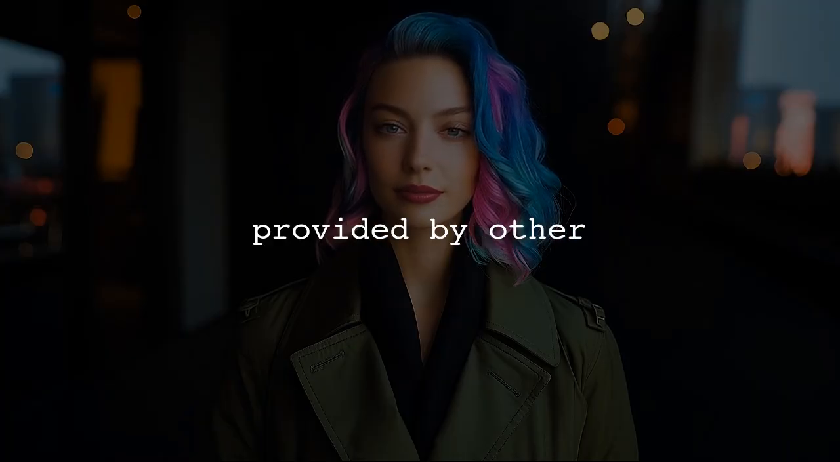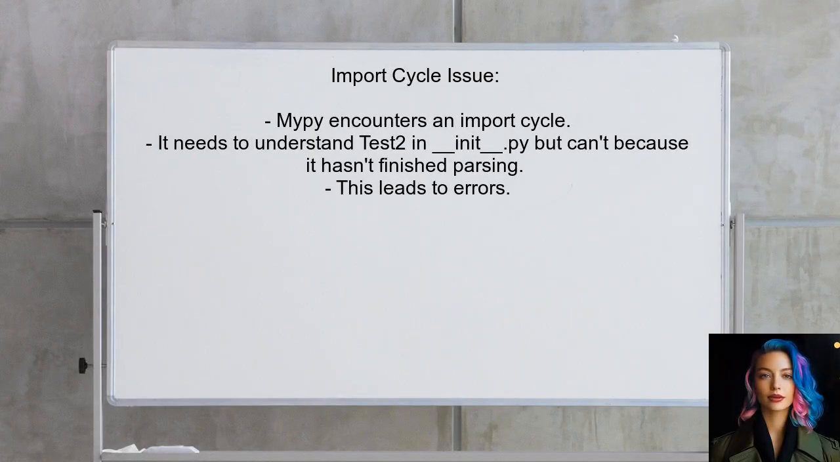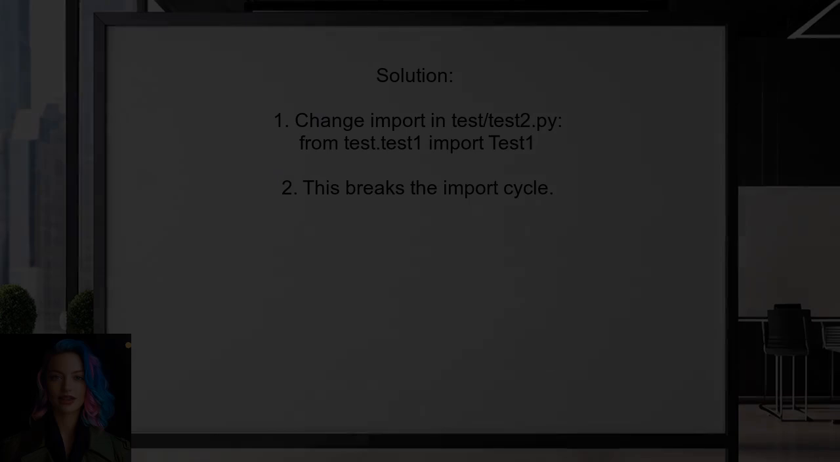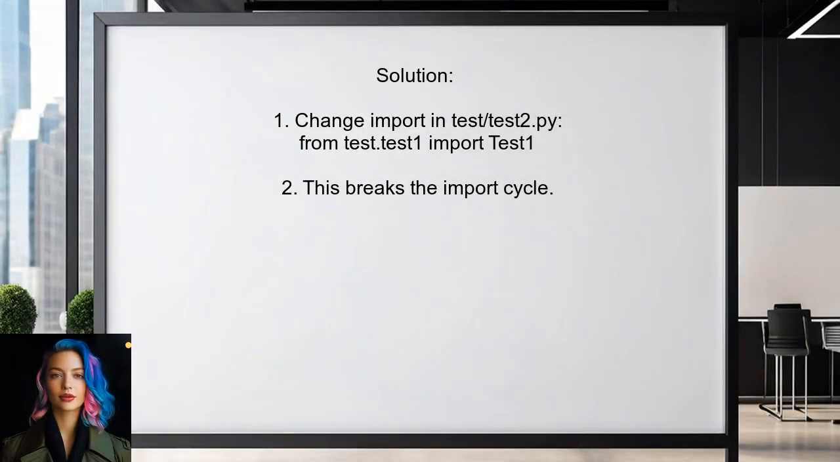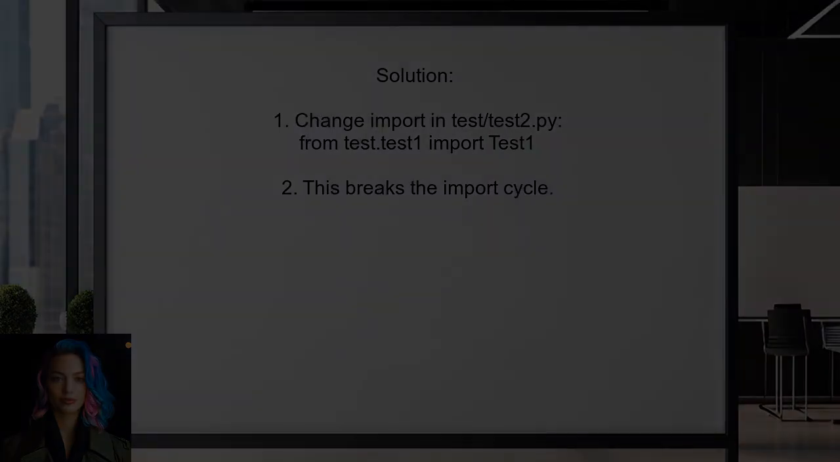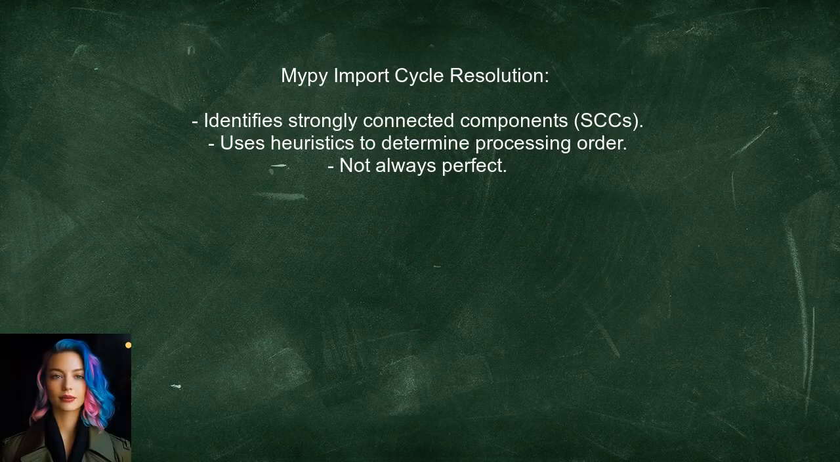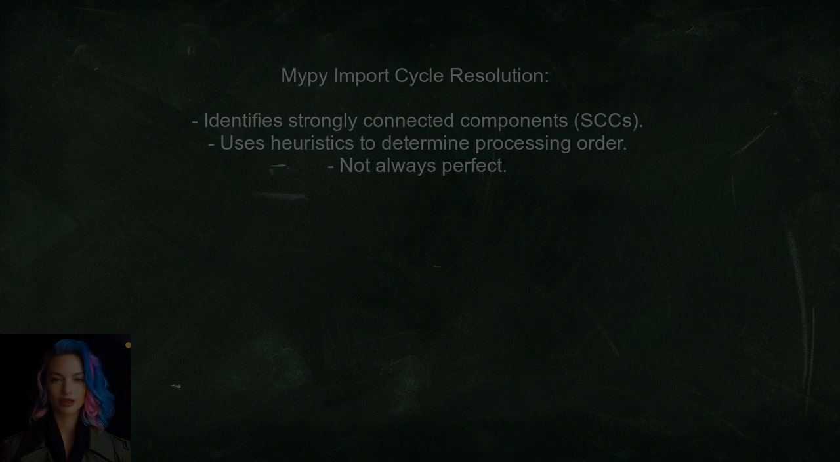Now let's look at the answers provided by other users. This user explains that the issue arises from an import cycle in your code. Mypy needs to fully understand the classes involved, but it gets stuck trying to resolve the imports between the files. To resolve this, they suggest modifying the import in test.test2.py to directly import test1 from test.test1. This breaks the cycle and allows Mypy to parse the files correctly. They also mention that Mypy uses a method to identify strongly connected components to resolve import cycles. But this process isn't perfect and can lead to issues.